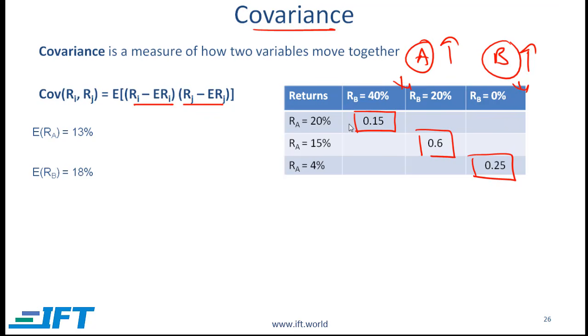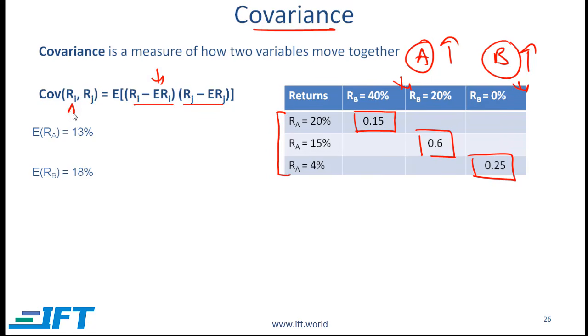Simply looking at these numbers, when the economy is good, both stocks do relatively well, and as the economy weakens, the performance is not as good. So just at a high level, it seems like the covariance is going to be positive. Let us now look at calculating the actual covariance number. To do that, the first step is to compute the expected value for the return on A, that is this item.